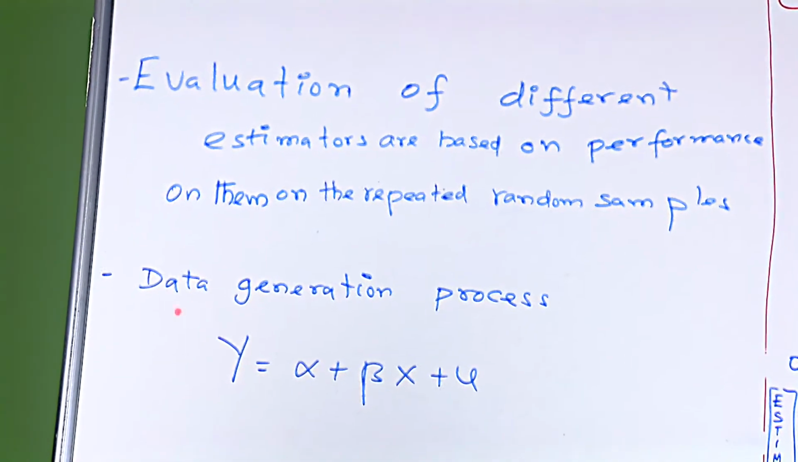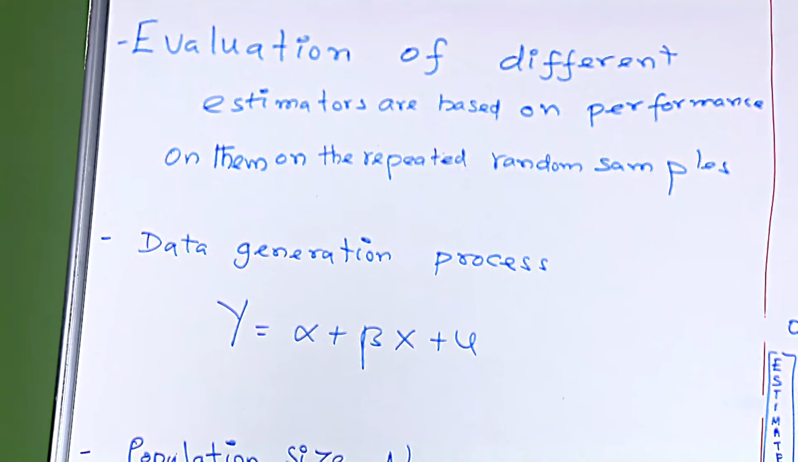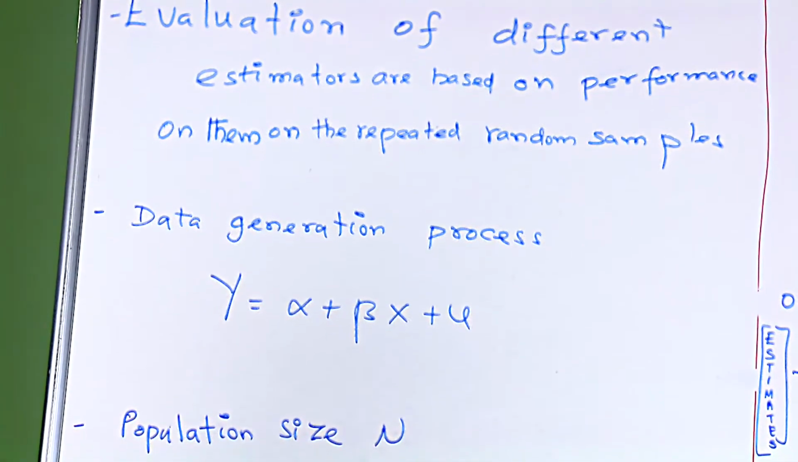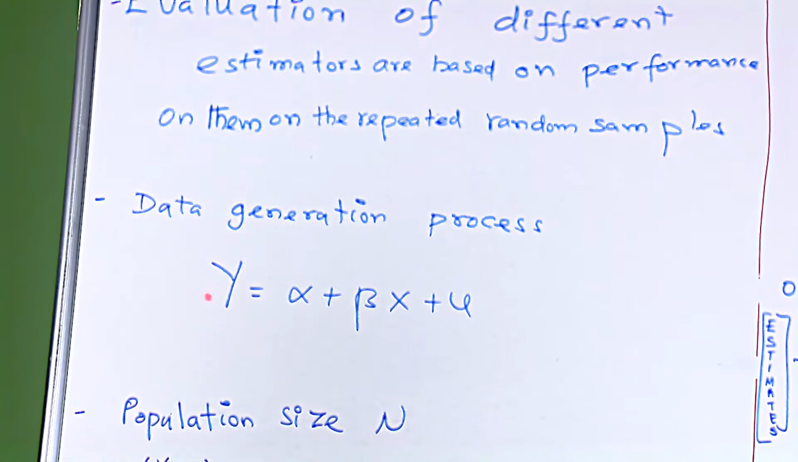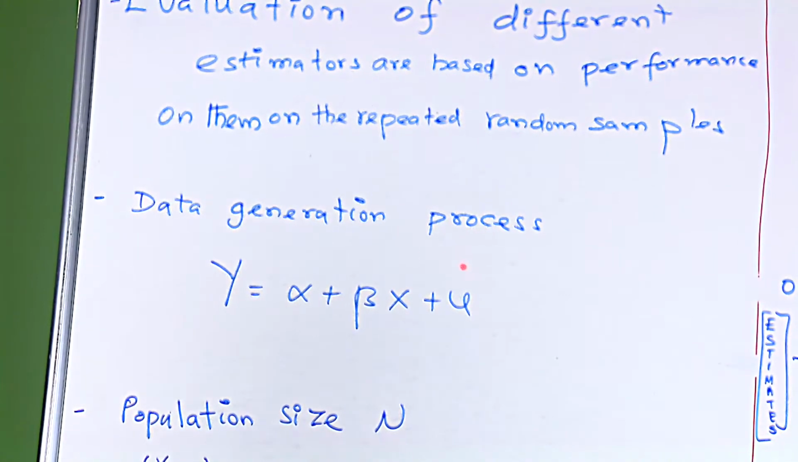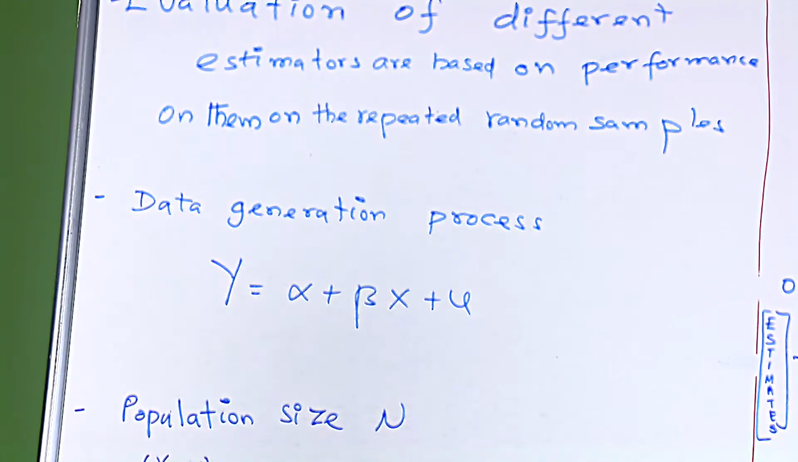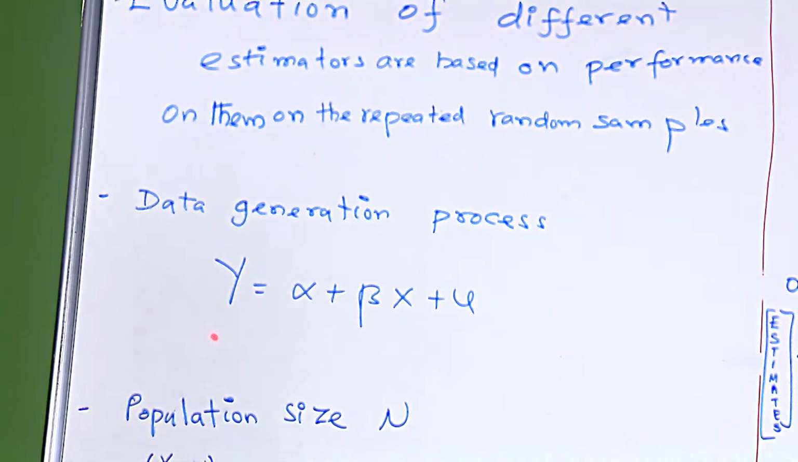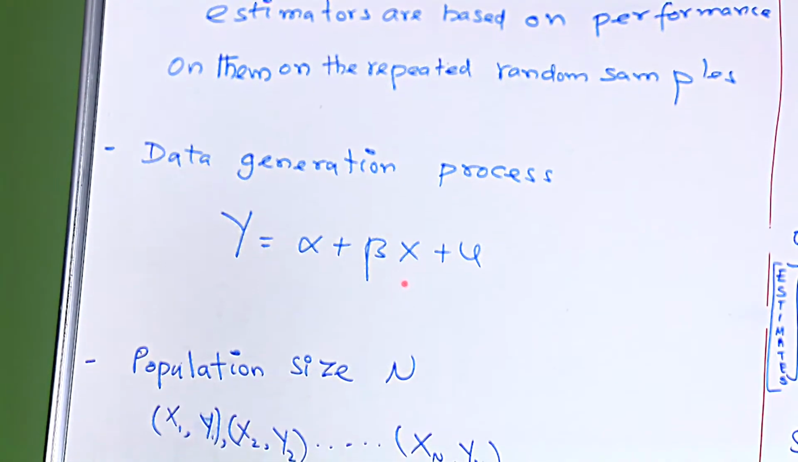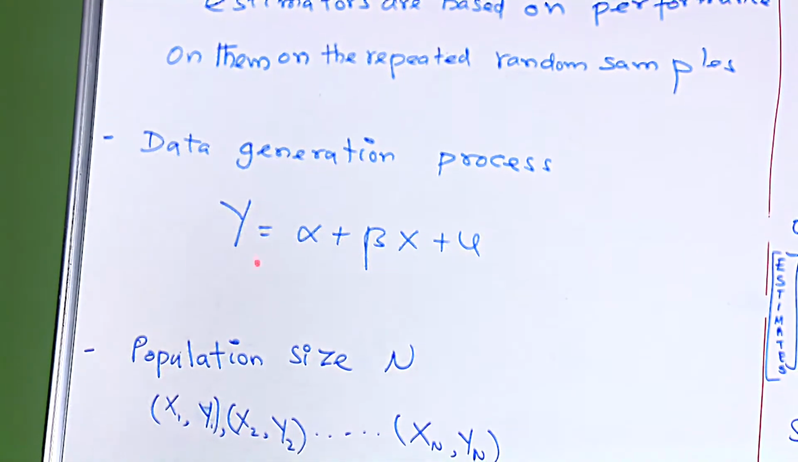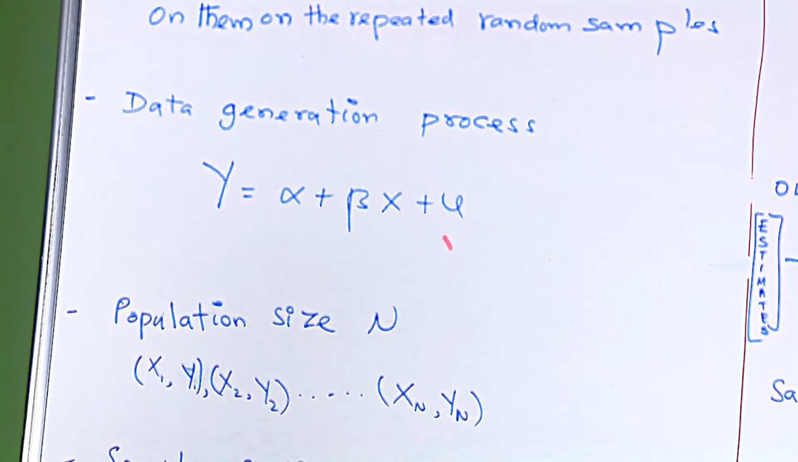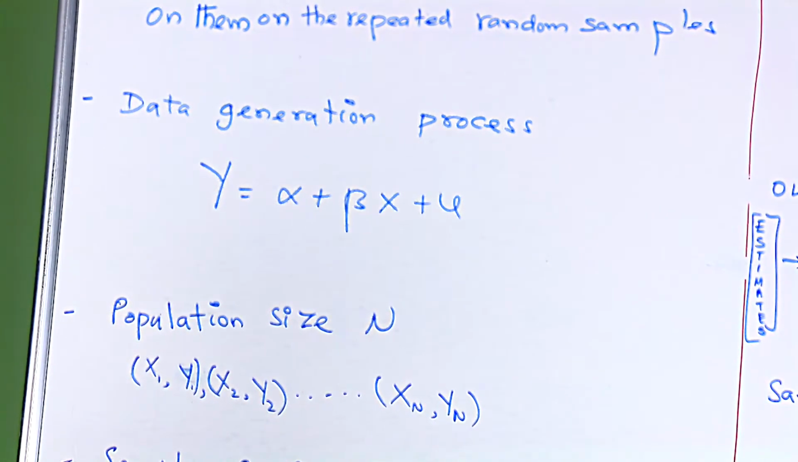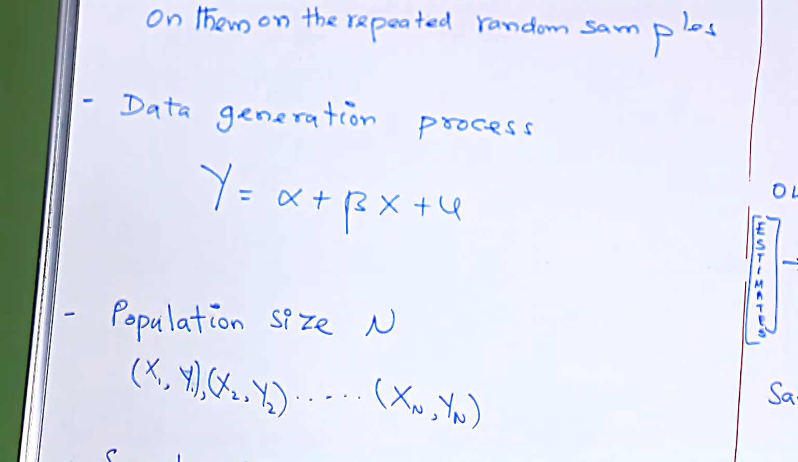Usually the data we get from the population is supposed to be generated by a data generating process. Let us assume the data generating process, that is usually the population regression function, y equal to alpha plus beta x plus u. This model generates a sample relating y and x.